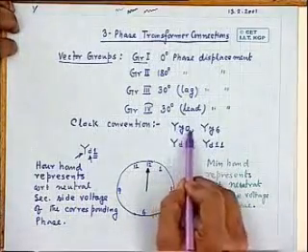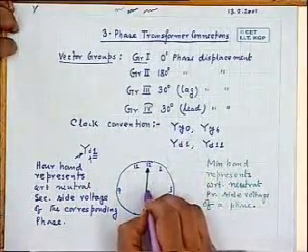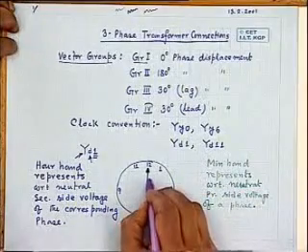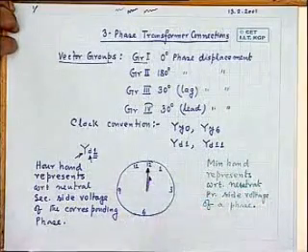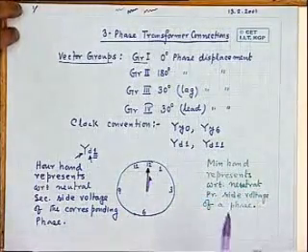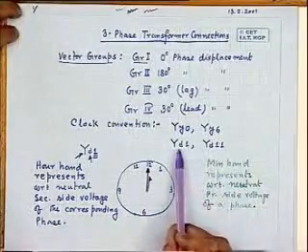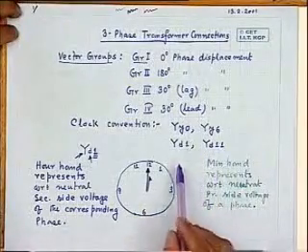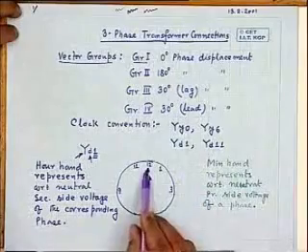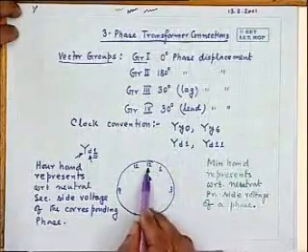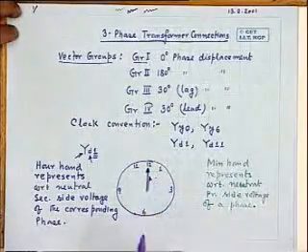For example, YY0 means this hour hand and minute hand will coincide. It will be like this. YD1 means the minute hand will be at 12 and the hour hand will be at 1.